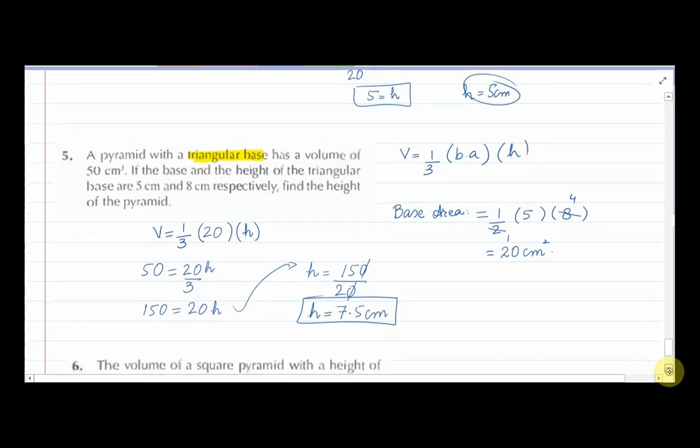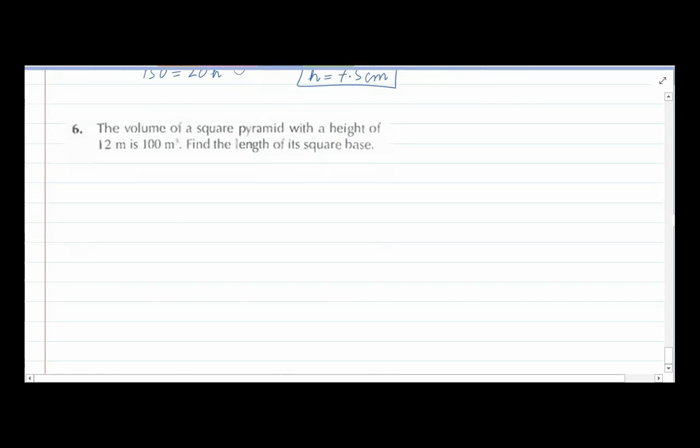Now moving on to the next question. The volume of a square pyramid with the height of 12 meter is 100 meters cube. Find the length of its square base. Notice the time. I'm giving you, let's say, 2 minutes, and you should try it. Start. I will start after 2 minutes. So let's begin.